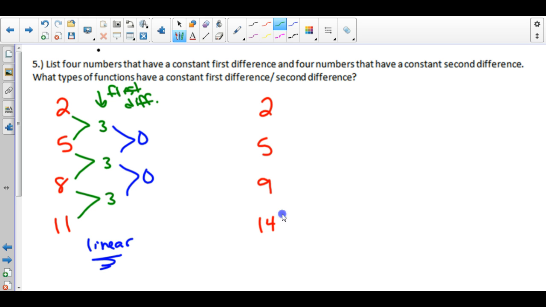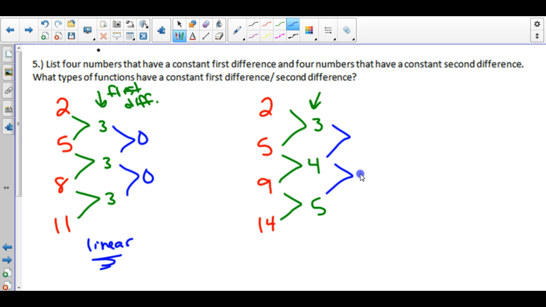Now watch what happens when I take these differences. 14 minus 9 was 5. 9 minus 5 was 4. And 5 minus 2 was 3. So when I took my first difference, these are not constant, which tells me that it's not linear. If I go ahead and take a second difference now, 5 minus 4 is 1, and 4 minus 3 is 1. Now that I have a constant second difference, that tells me that this function is quadratic.